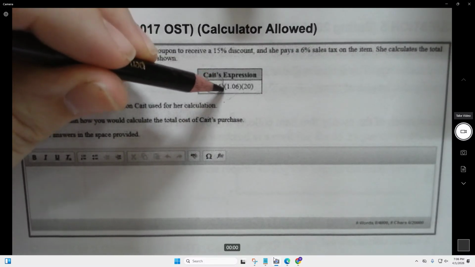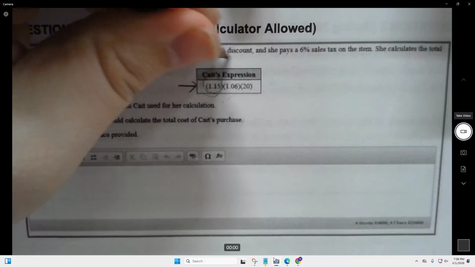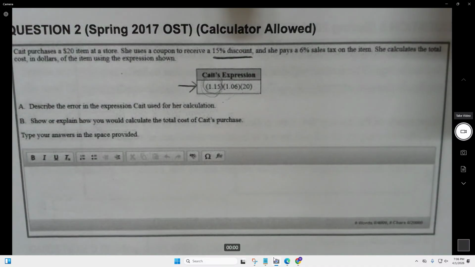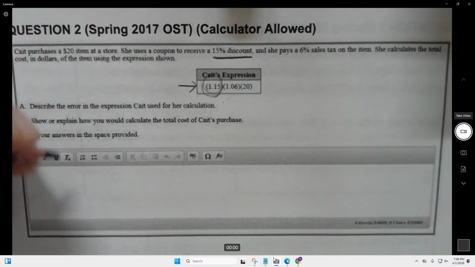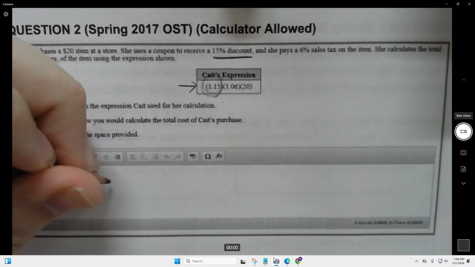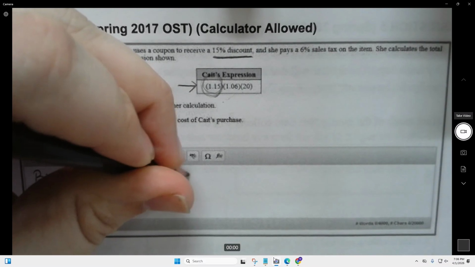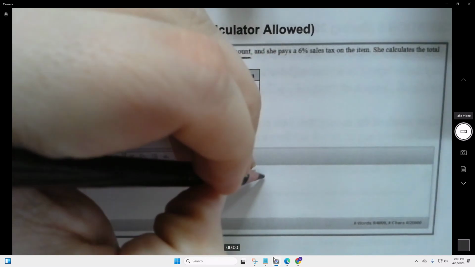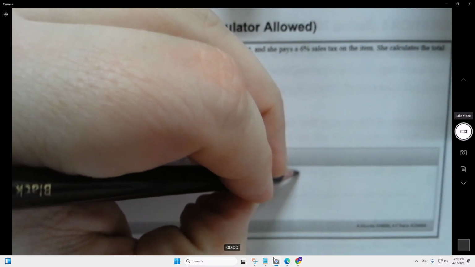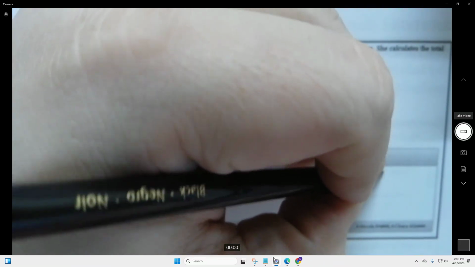Here's the problem. The problem is the 1.15. This is meant to be a 15% discount, okay? By doing 1.15, you're actually increasing the price by 15%. By using 1.15, you're increasing the price, not discounting it. That's part A.